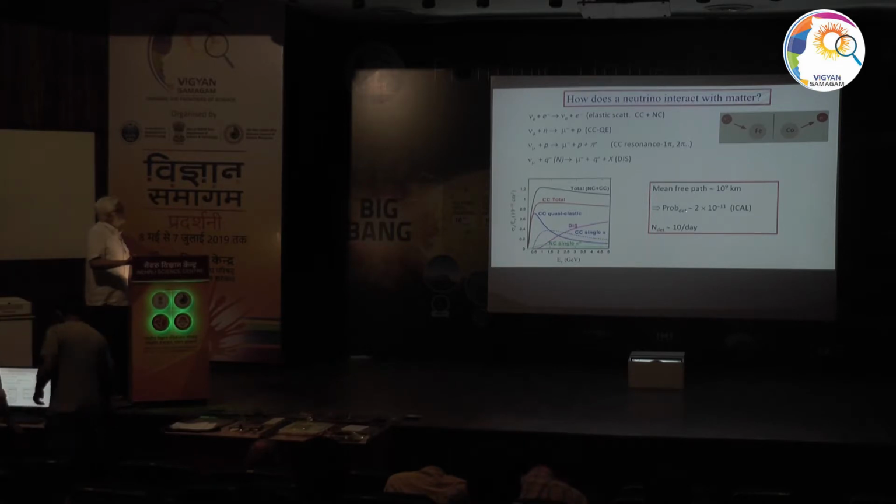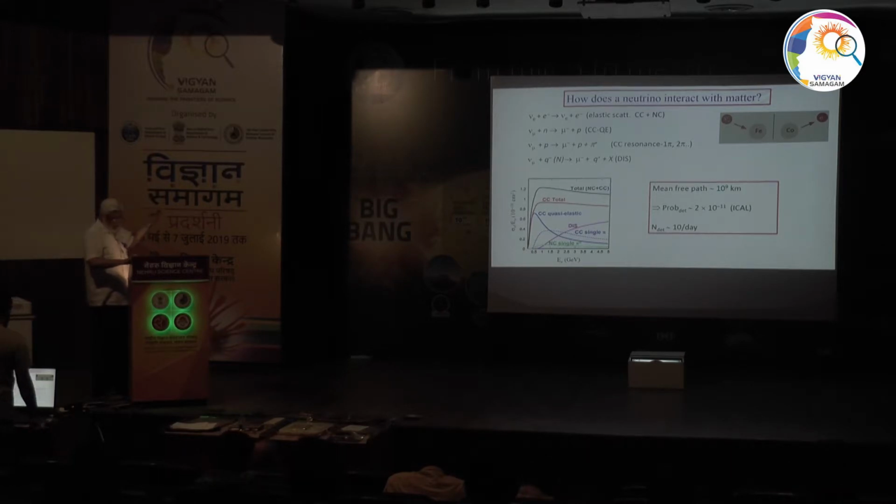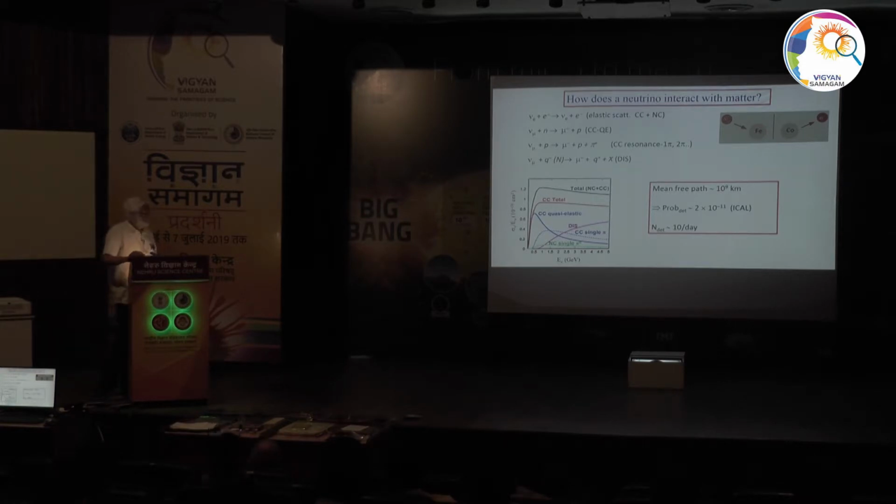So the probability of detection in the detector that I will talk about, which is about 50 meter by 15 meter by 15 meter by 16 meter, is about 2 into 10 to the power minus 11. And this implies, for the given flux of atmospheric neutrinos, which is about between 1,000 and 10,000 per second per square meter, the order of magnitude estimate is about 10 per day.